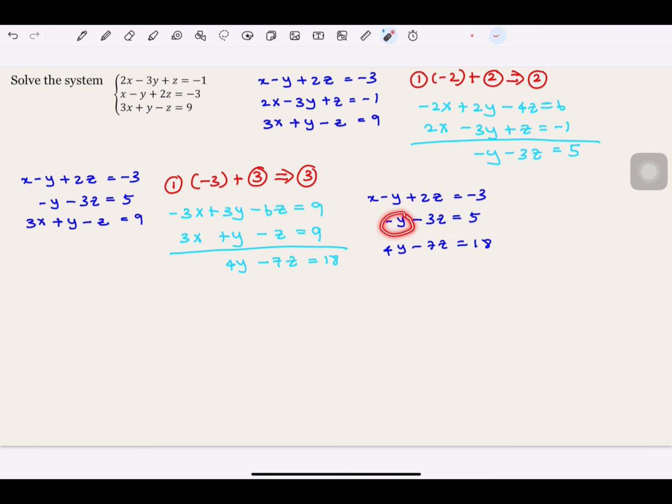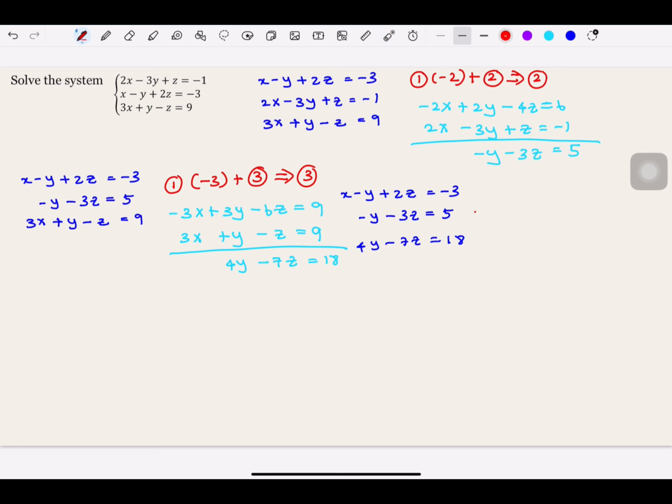So here this is not equal to 1, it is equal to negative 1. So what you can do is you can take the second equation and multiply it by negative 1. So you can do all these calculations because these are equations. But make sure whatever you do to one side of the equation, you have to do it for the other side as well. So now I'm going to take the second equation and multiply it by negative 1.